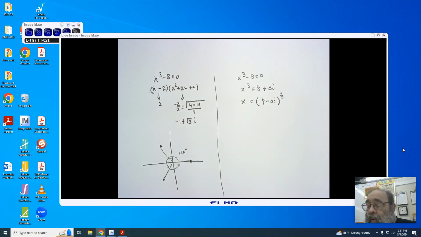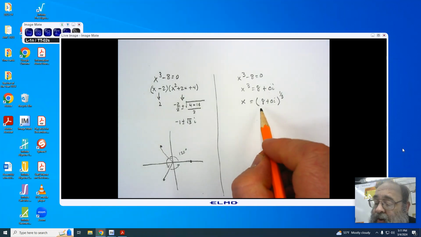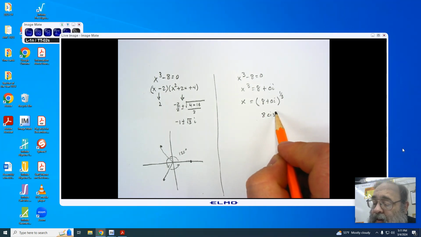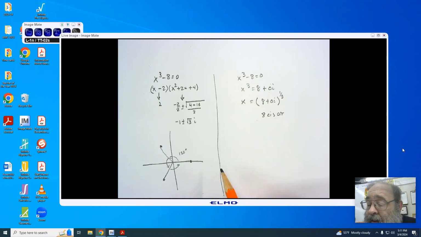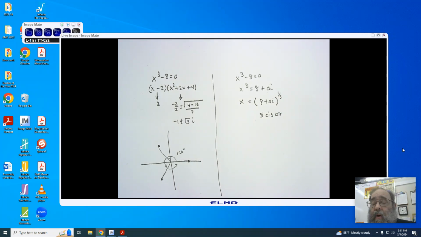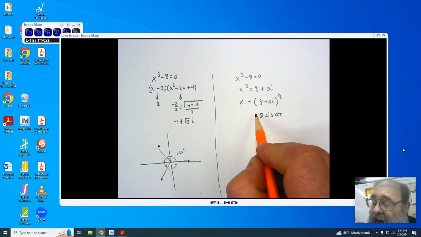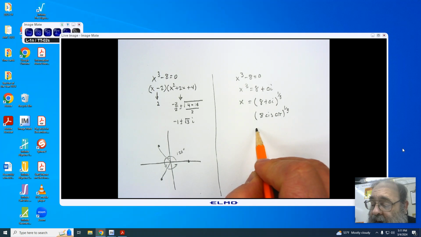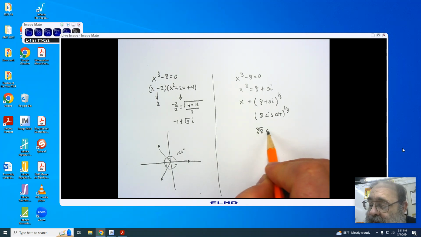And according to our rules, we just change this into our cis form. And so we're looking at 8 cis. And on the x-axis, we would have 0 pi, or 0 degrees, depending upon whether you're in radians or degrees. We would then take the 1/3 power. Now this is DeMoivre's theorem. So we have the cubed root of 8 cis, and we're now looking at 1/3 times 0 pi.